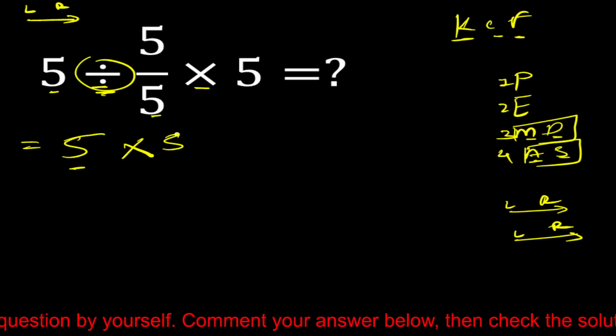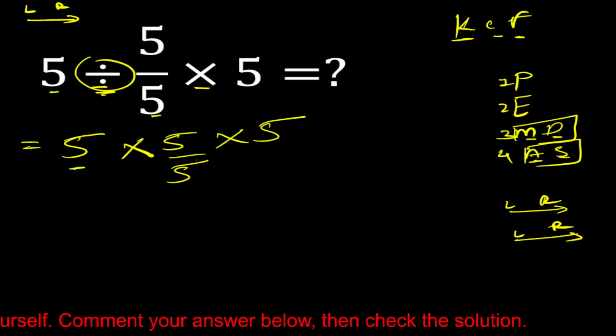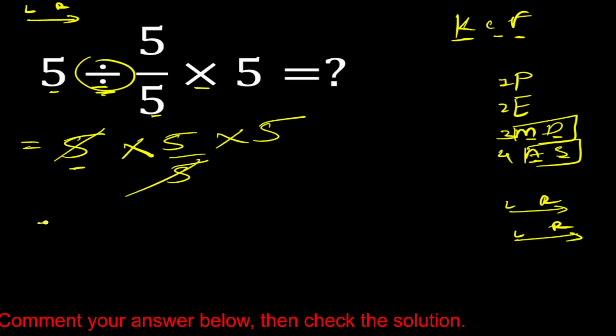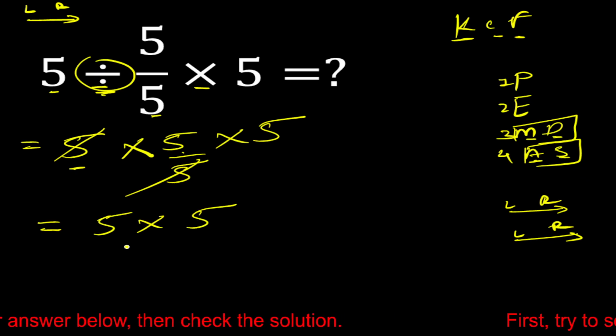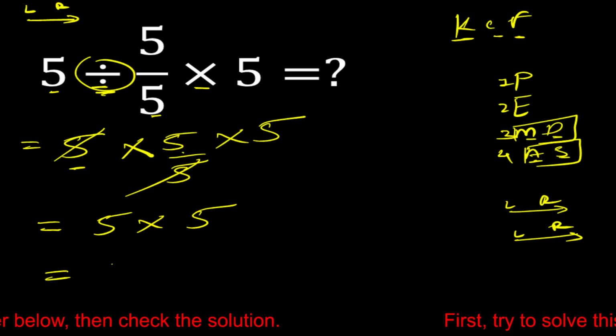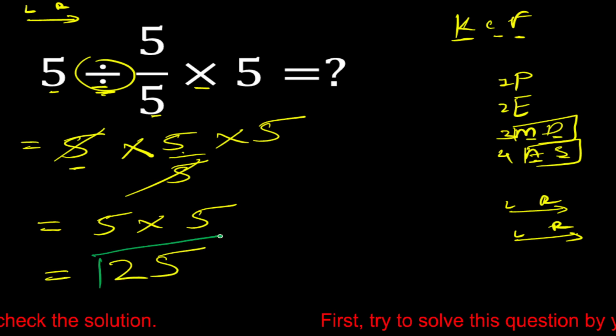5 upon 5 is equal to 5 upon 5. Multiply 5. Now cancel this 5 by 5 is equal to 5 multiply 5. So now 5 multiply 5 is equal to 25. Okay. So the correct answer is 25.